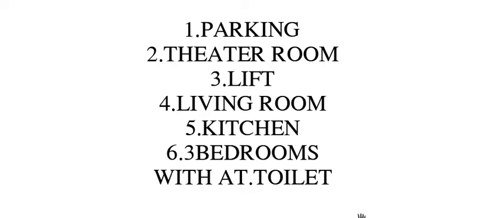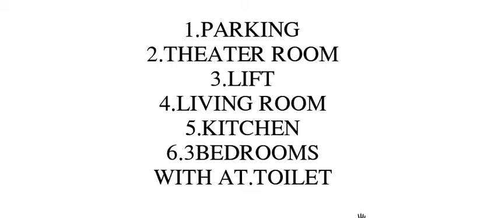So this is the requirement. What exactly does the client want? First is parking for one four-wheeler and one two-wheeler. Second is a theater room, a kind of enjoyment space. Third is a lift. Fourth is the living room. Fifth is the kitchen, and sixth is 3 bedrooms with attached toilets. This requirement caters to 3 couples and 2 children.